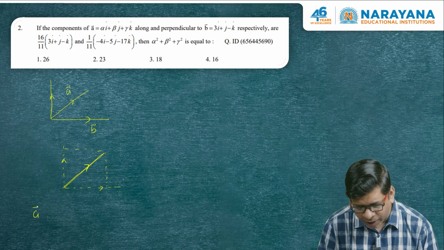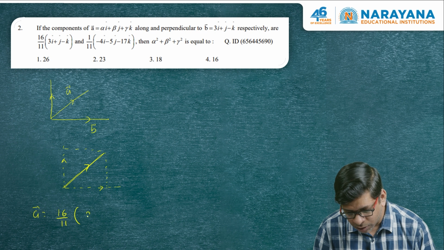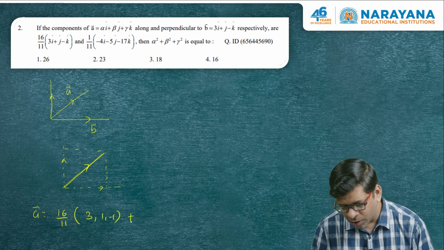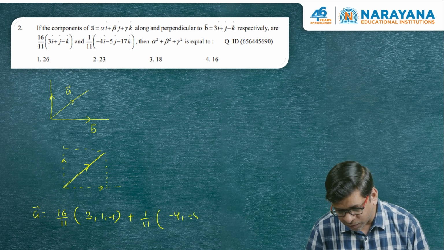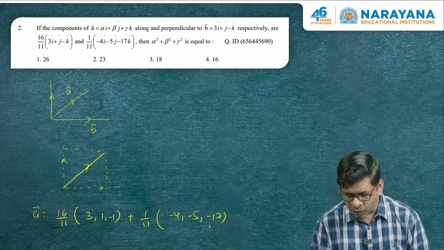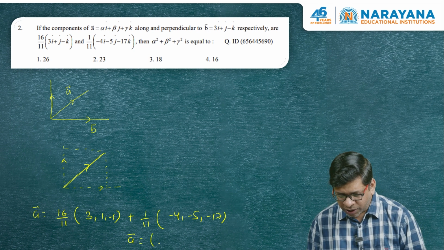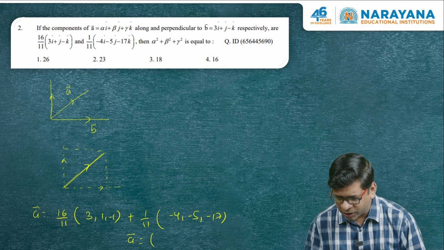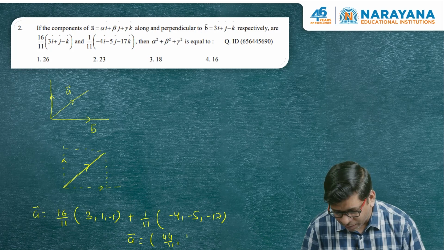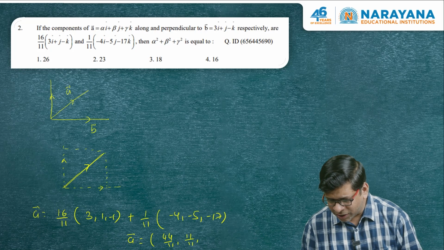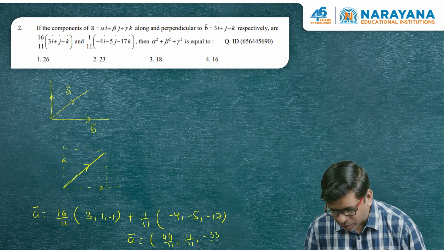It means you will get a vector directly. Adding the horizontal component, which is 16 by 11 times (3, 1, minus 1), and we are adding the vertical component, 1 by 11 times (minus 4, minus 5, minus 17). So what do we get, a vector. Let's add. 3 into 16 is 48, minus 4 is 44 by 11. Second is 16 minus 5, 11 by 11. Third is minus 16 by 11 and minus 17 by 11, so minus 16 minus 17 is minus 33 by 11.